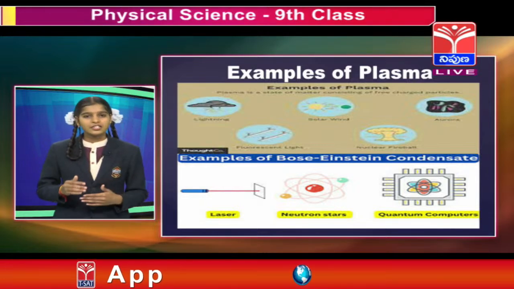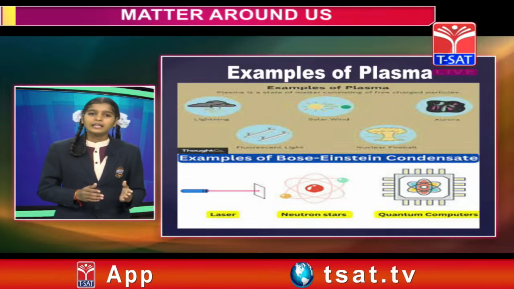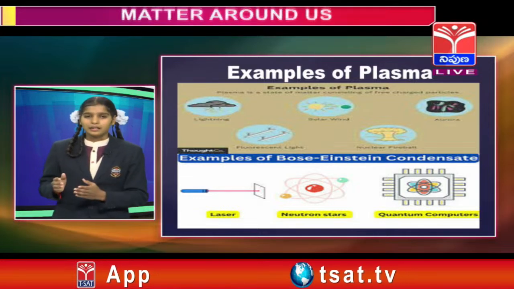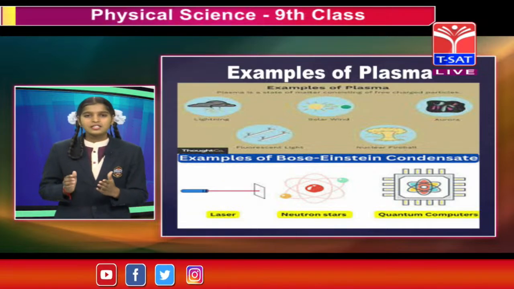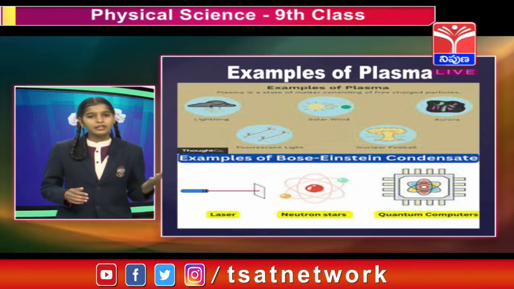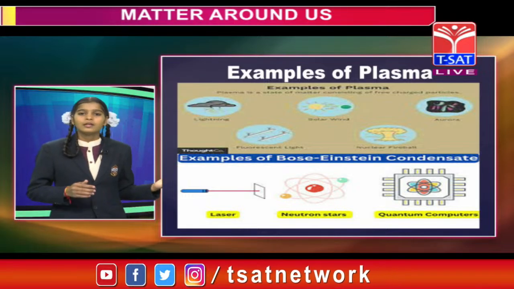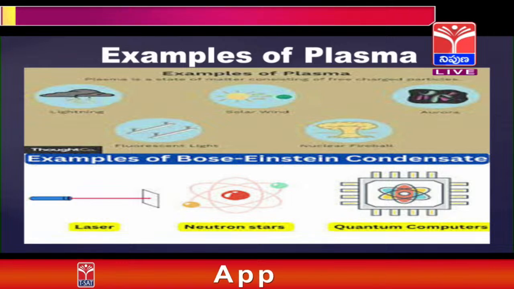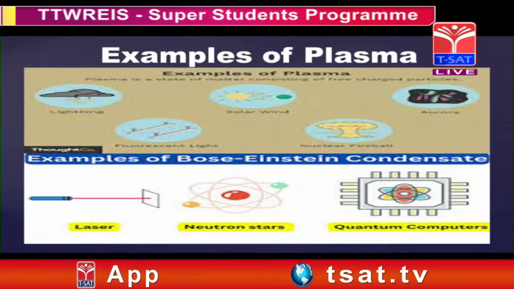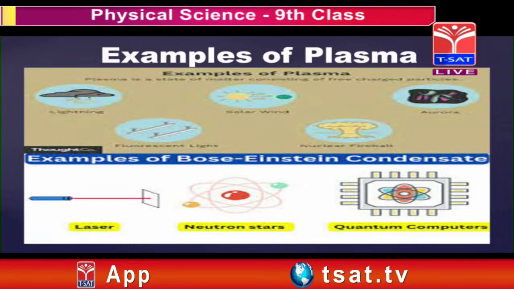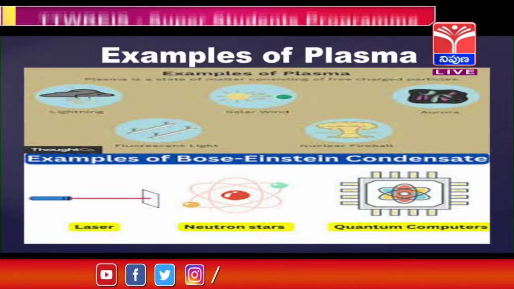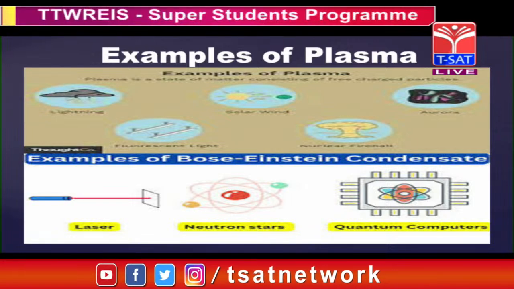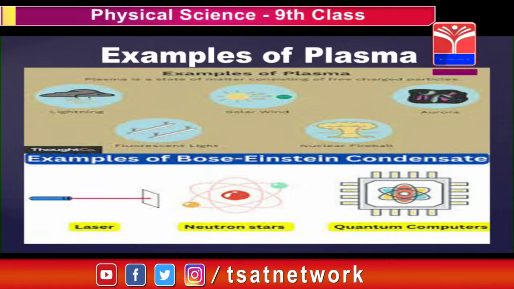Building on his calculations, Albert Einstein predicted a new state of matter, that is the fifth state of matter, BEC, Bose-Einstein condensate. So here you can see some examples of plasma: neon, fluorescent tubes and solar wind. These are the examples of plasma. Examples that show Bose-Einstein condensate are laser, neutron stars and quantum computers. These are the examples of Bose-Einstein condensate.